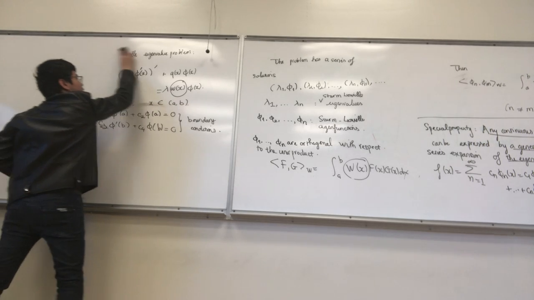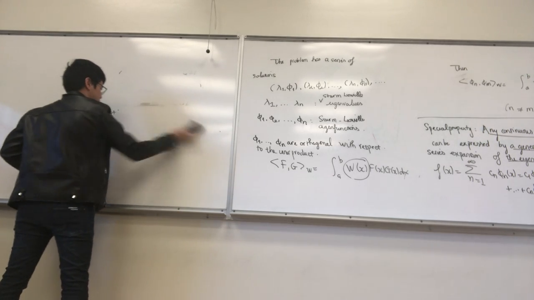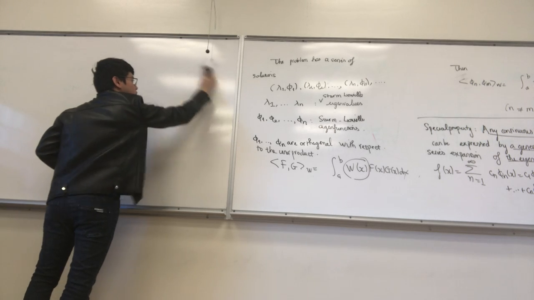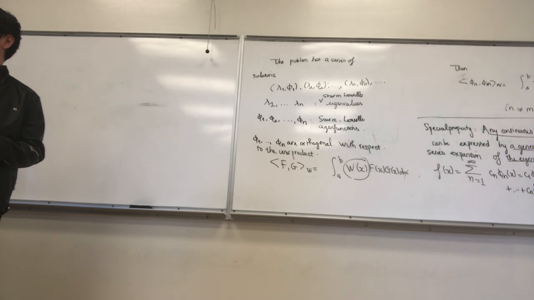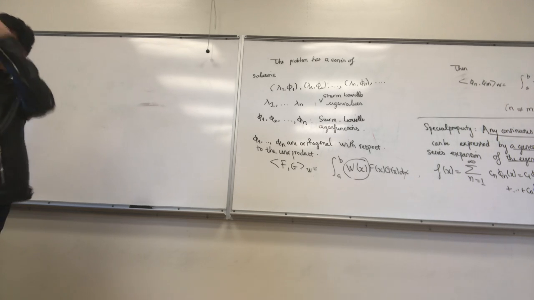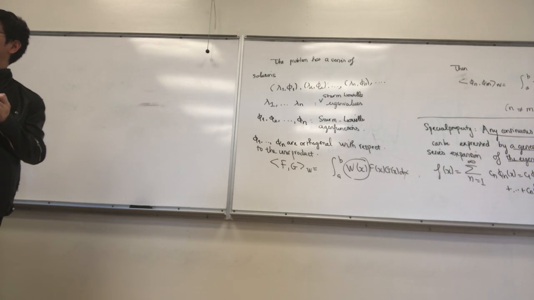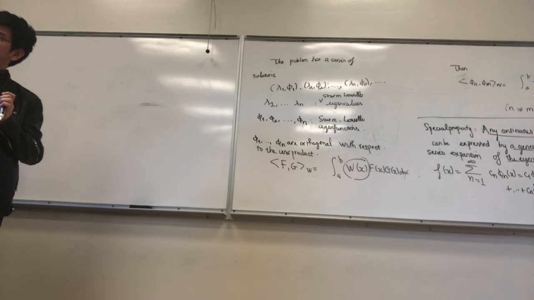So how can I compute the coefficient cn? You can use the fact that all of the φn are orthogonal. Using orthogonality, you can take the integral of w(x) f(x) φn(x) dx divided by the integral from a to b of w times the φn function squared.